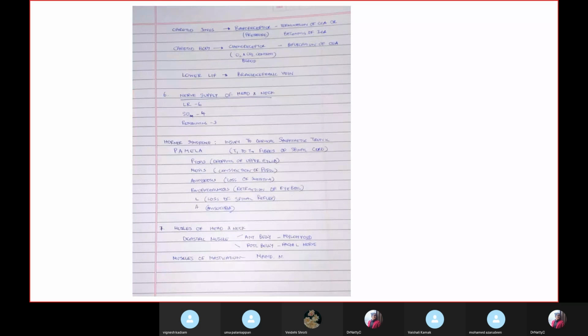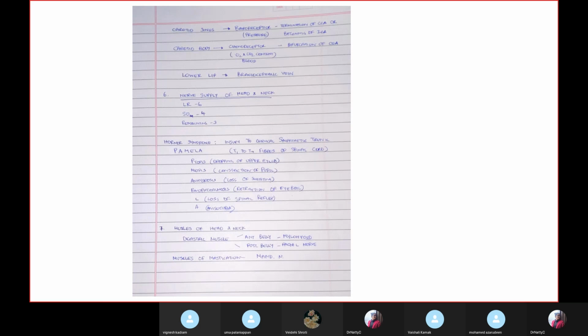Next one, which is very, very important, is carotid sinus and carotid body. Carotid sinus is a baroreceptor. Baroreceptor means it is a pressure receptor. So any change in the pressure of the carotid region, carotid sinus gets activated. And where is carotid sinus present? It is present at the termination of the common carotid artery or at the beginning of the internal carotid artery.